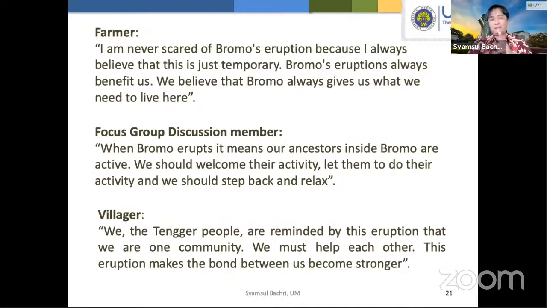So at first the eruption is seen negatively, but on the other side, now we can see that the eruption has a positive side, from different angles. So this is how the local people see these situations.